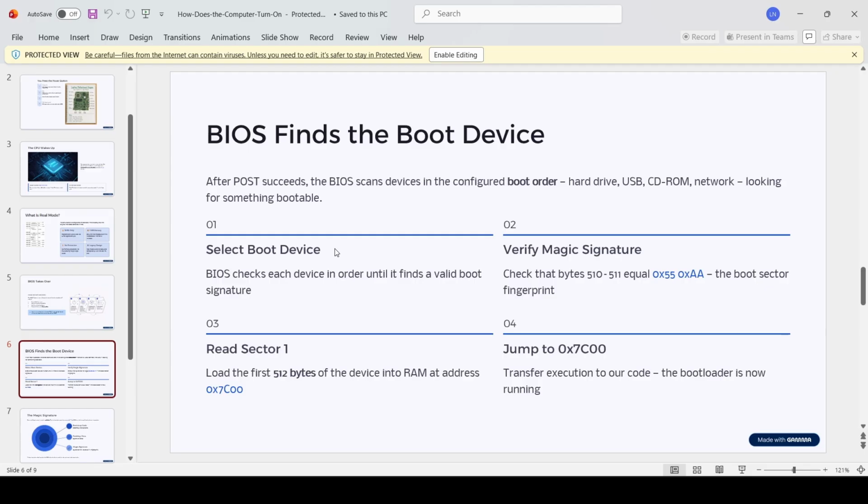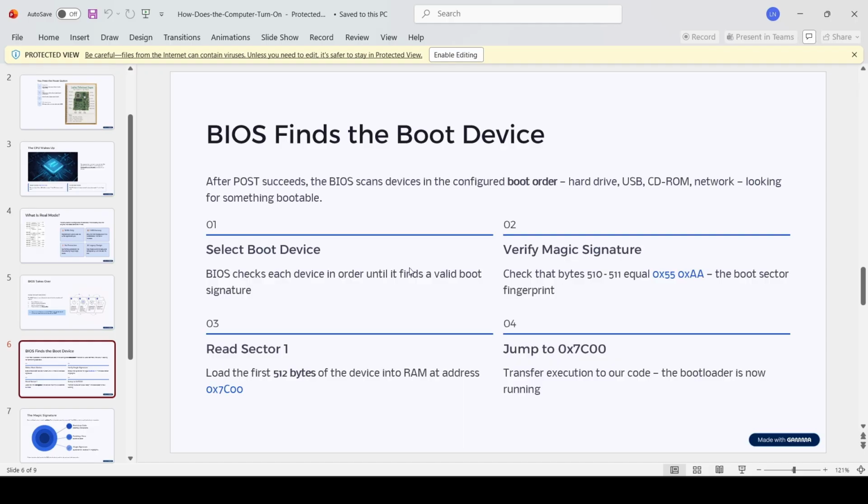I have made the slide. Firstly, it selects the boot device. That means the BIOS checks each device in order until it finds a valid boot signature, and the boot signature is 0xAA55. This is in little-endian form, which means the least significant byte comes first, so that's why it is 55 and then AA. But in memory, it is stored in the 55 AA format.